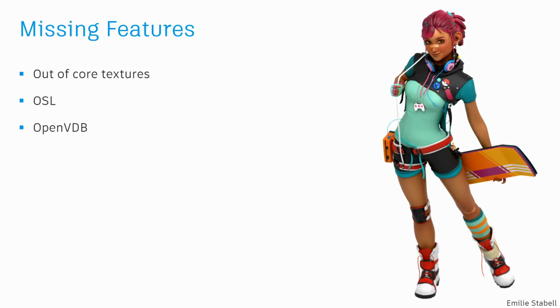But here's the interesting thing. Those are the big missing features that we have right now. So the first thing that we're missing is out-of-core textures, and that's a big missing part. That is something that we are working on with highest priority.